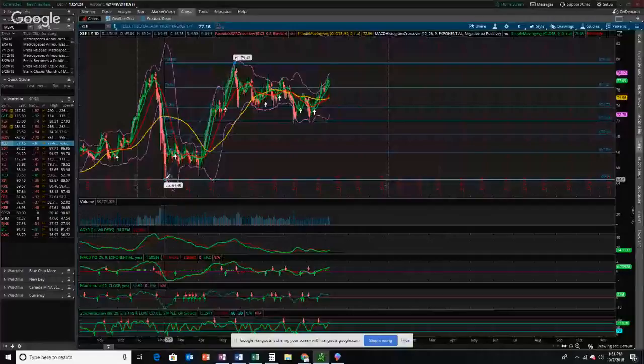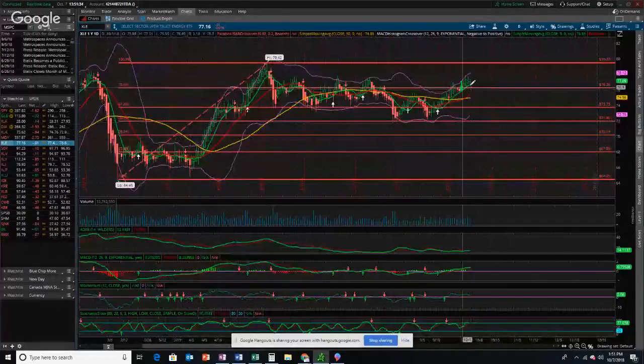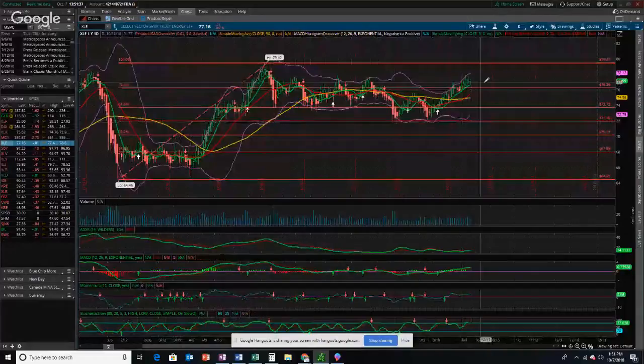So this is a good looking chart here. It broke through this resistance level at 76.26. We're going to look for a little bit of consolidation, and then 79 would be what we'd look at for an exit strategy here, because that's the next resistance.